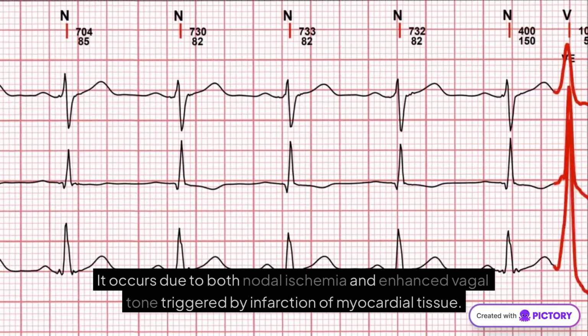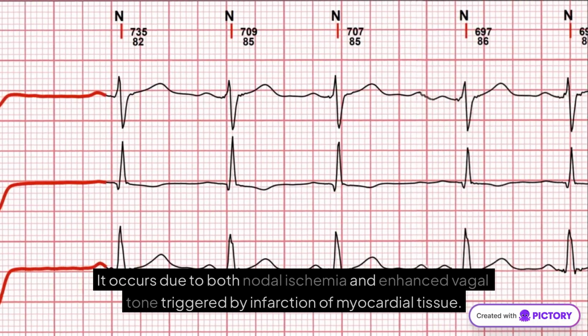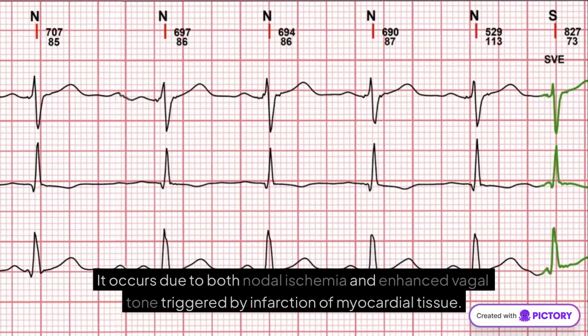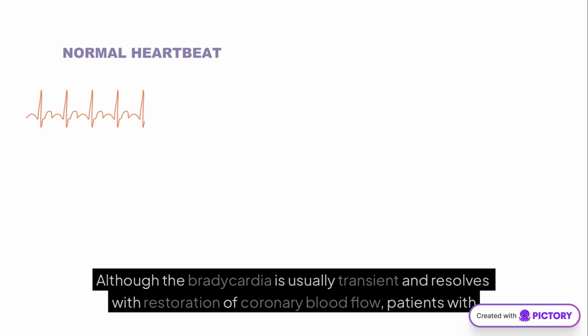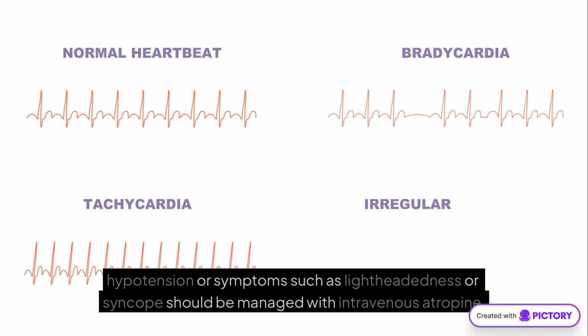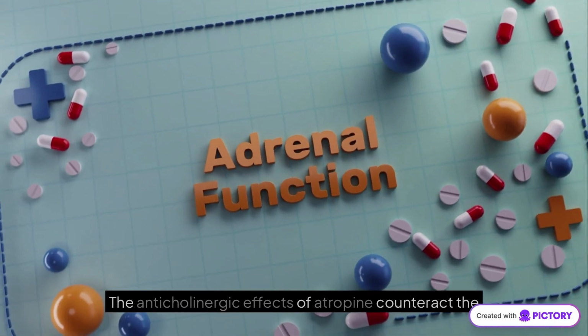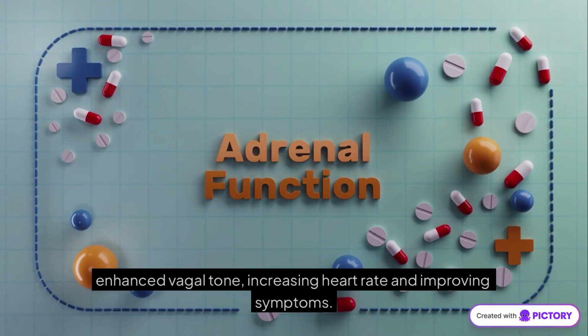It occurs due to both nodal ischemia and enhanced vagal tone triggered by infarction of myocardial tissue. Although the bradycardia is usually transient and resolves with restoration of coronary blood flow, patients with hypotension or symptoms such as lightheadedness or syncope should be managed with intravenous atropine. The anticholinergic effects of atropine counteract the enhanced vagal tone, increasing heart rate and improving symptoms.